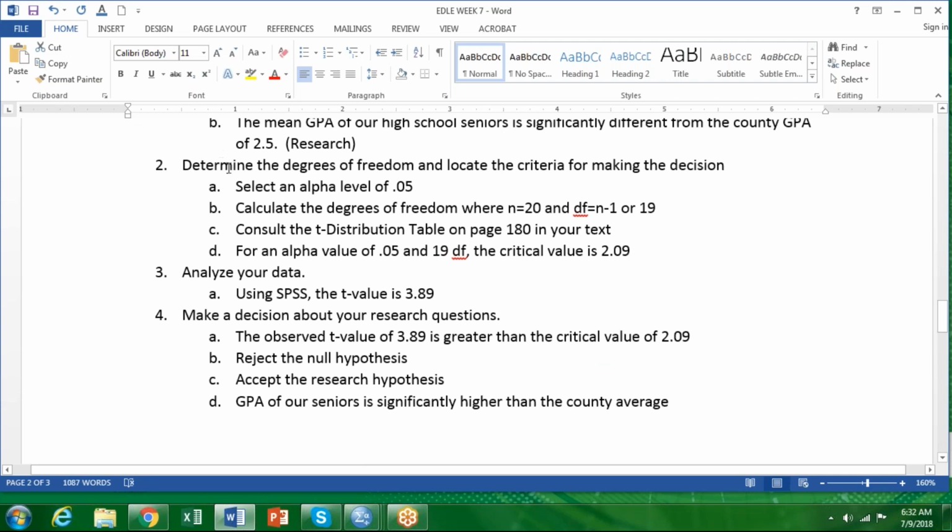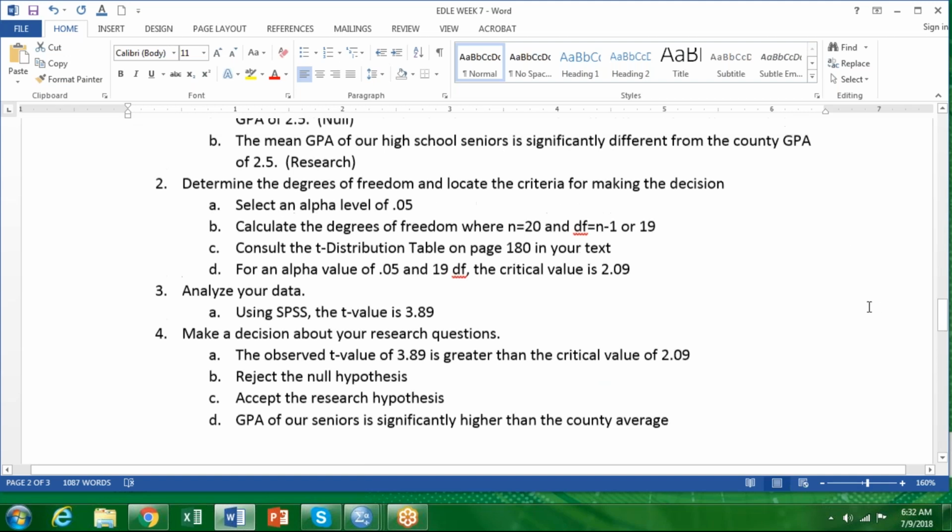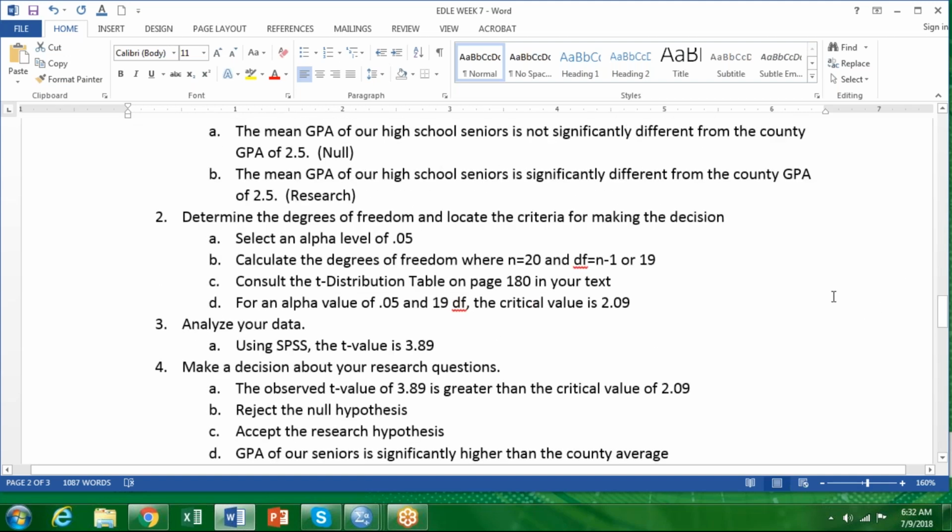Now we have this thing called degrees of freedom. So we look at our data, and in our data we have 20 students and 20 scores. And so that will be our sample. And so N would be 20. We're going to say minus 1, so that would be equal to 19. And then we're going to set an alpha level, or the level of significance that we're looking for, which is 0.05.